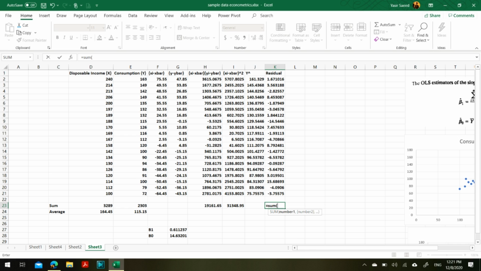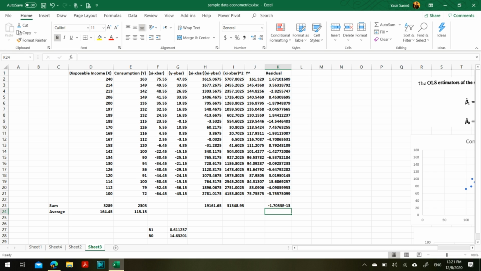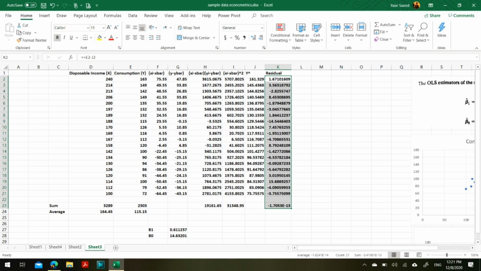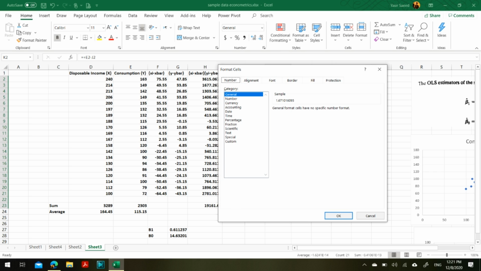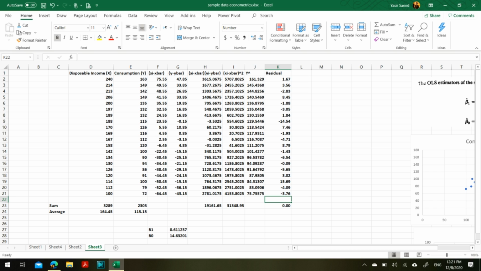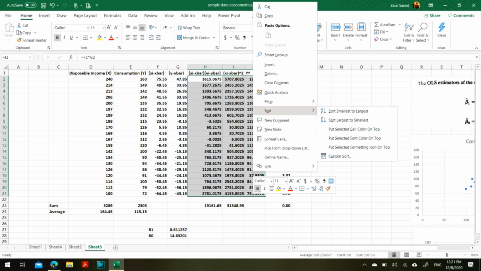So equal to sum, and I selected all the residuals and press enter, and I also need to adjust the values to remove the decimal places. So format, I choose the format cells over here, number and 2 decimal places. Press OK. So you see this is now a readable version of it.